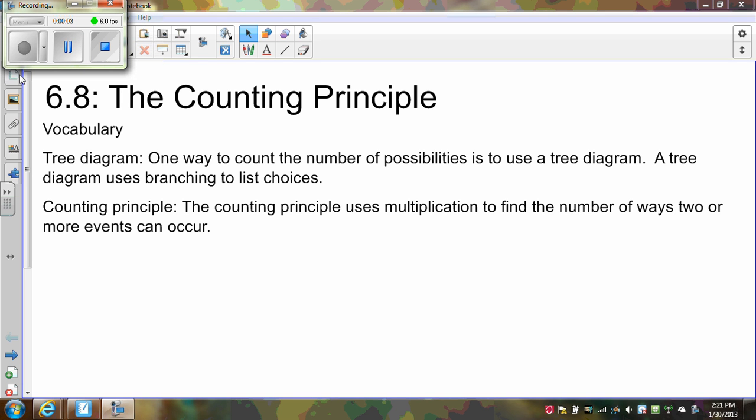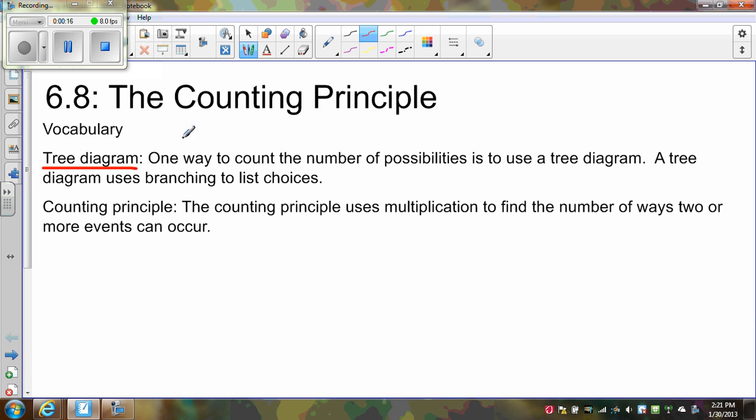This video lesson is on Chapter 6, Section 8, which is called the counting principle. There are two vocabulary words we need to know for this section. We have the tree diagram, which you may or may not be familiar with, which is one way to count the number of possibilities. A tree diagram uses branching to list choices. I'll show you an example of this on the next page.